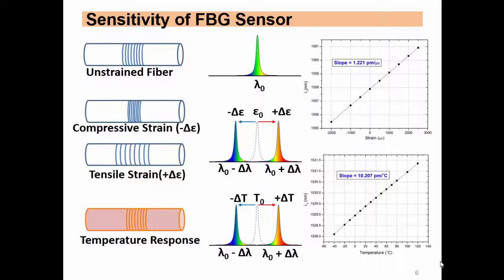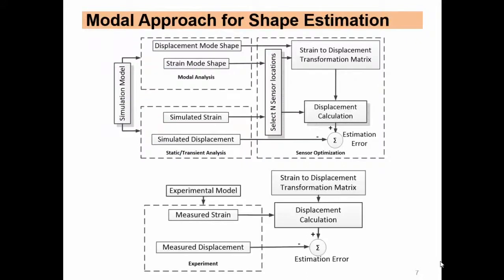Here we can see that if the temperature decreases, again there is a blue shift. If the temperature increases, there is a red shift. But the slope is very high, 10 picometer per degree Celsius. So we need to compensate. In an application where both strain and temperature come into play, we need to compensate for that. There are various techniques used, like using one reference sensor. There are many techniques available.